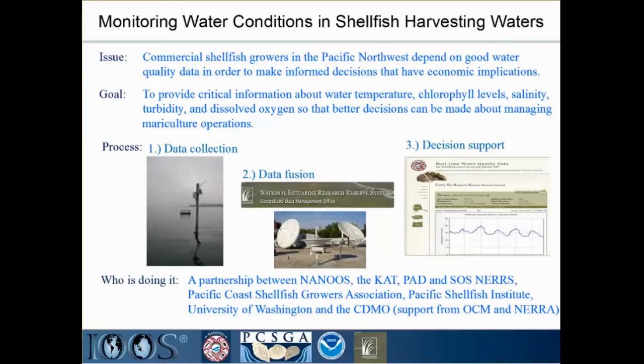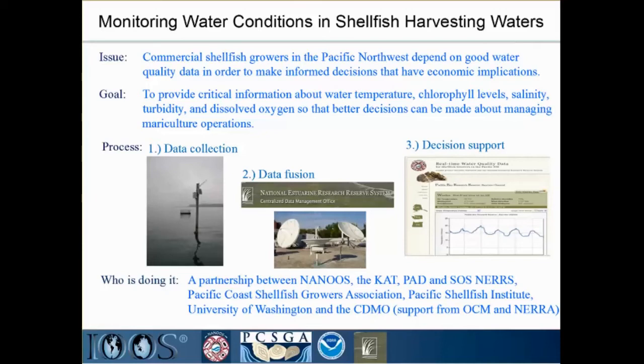The second is a project that began, golly, a number of years ago and was the brainchild of a lady by the name of Kathy Angel, who works with the reserve system in the Pacific Northwest. And she and her colleagues worked very closely with the Pacific Northwest Shellfish Growers Association, who needed access to monitoring data that allowed them to make decisions about when and where to harvest their shellfish. This started out as basically a $10,000 seed project a number of years ago that has grown into a very well-established partnership involving a number of data collectors, data providers, and data users in the Pacific Northwest.